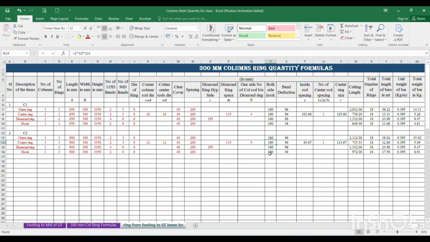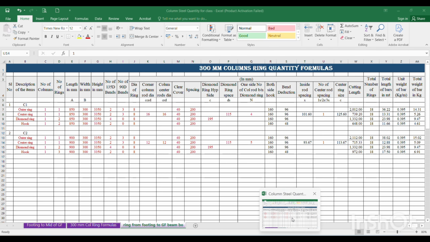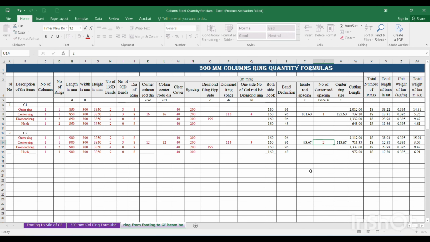Then hook length is automatically calculated, bend deduction is automatically calculated, and inside rod spacing, this x, has been calculated. And here is the important one, number of center rod spacing. Here this center ring is spaced in between three rods, horizontally three rods, which means two spacings. So you need to enter this spacing over here. One is there, two is there, three is there. In this column two is there, so you have to enter two. Then this C size will be calculated automatically.